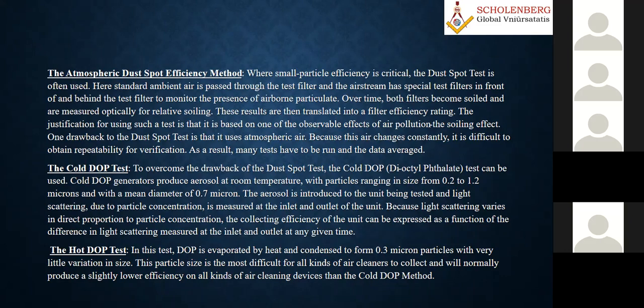In this method, the small particle is very critical. The dust spot test is generally used. The ambient air is passed through a test filter, and the air stream has a special filter in front of it and behind the test filter to monitor the presence of these air particles. In time, both filters become soiled and are measured optically, using optical parameters for relative soiling. These results are then translated into a filter efficiency rating. There is a standard manual on that.